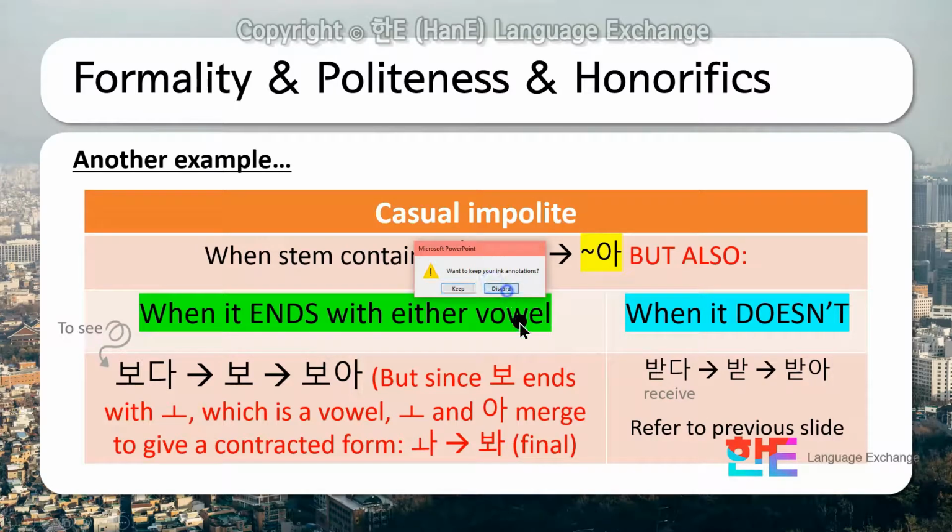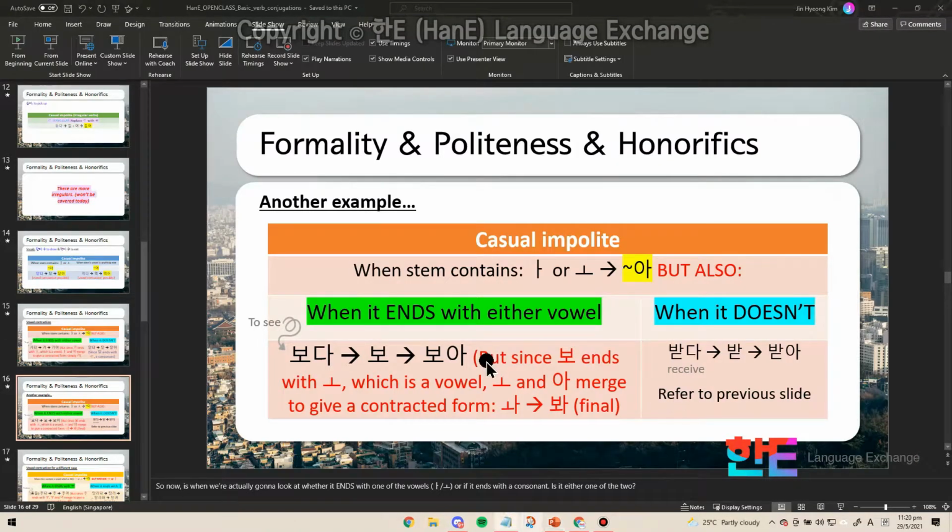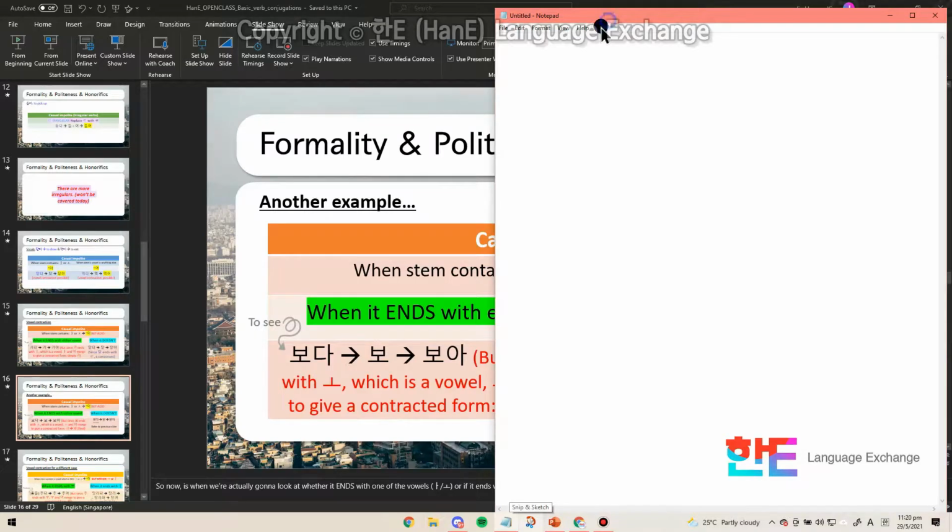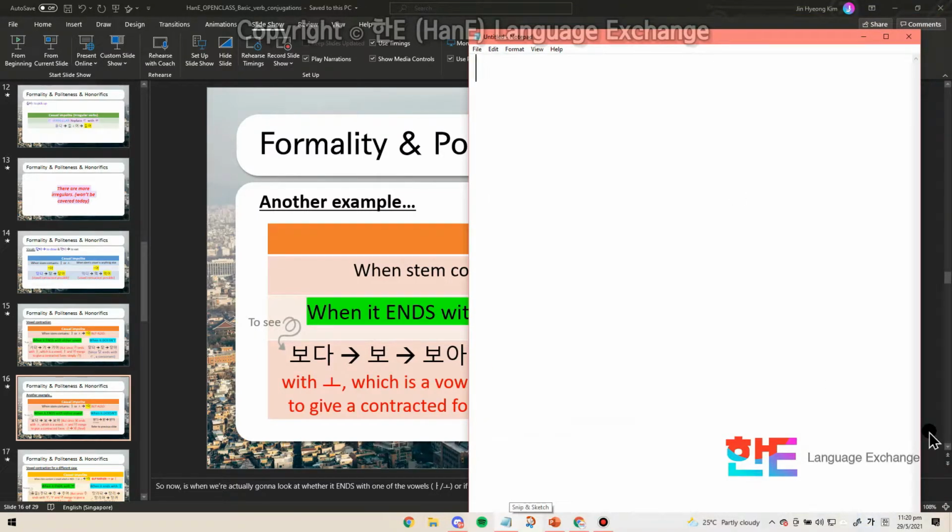Yeah, I think a lot of other people won't get it too. I'll go through it briefly. So basically, if we have a word like this, how do we get the stem again?